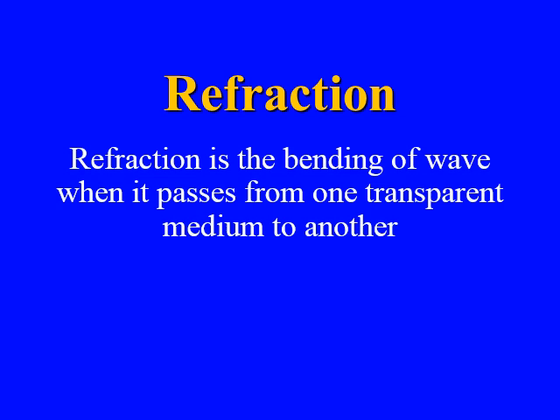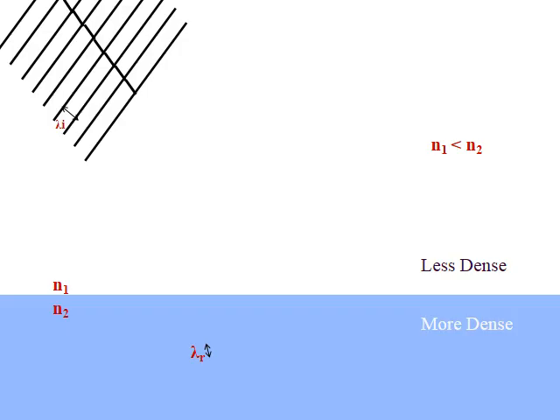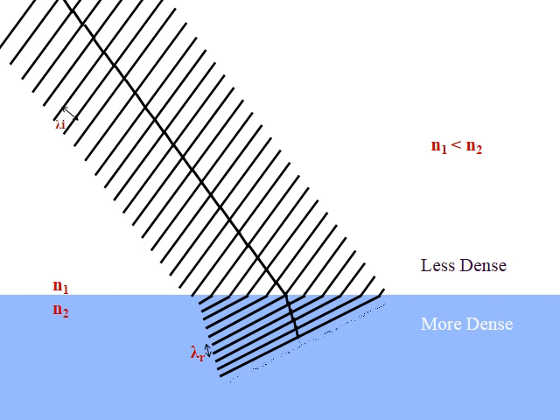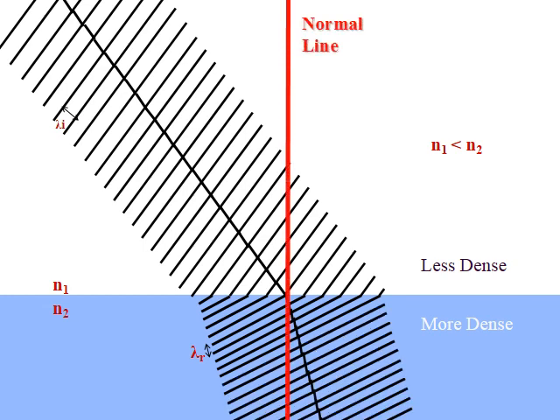Refraction. Refraction is the bending of a wave when it passes from one transparent medium into another. Refraction of wave: the distance between two wavefronts is lambda i, and the distance between two wavefronts in the second medium is lambda r. We notice that lambda i is greater than lambda r.